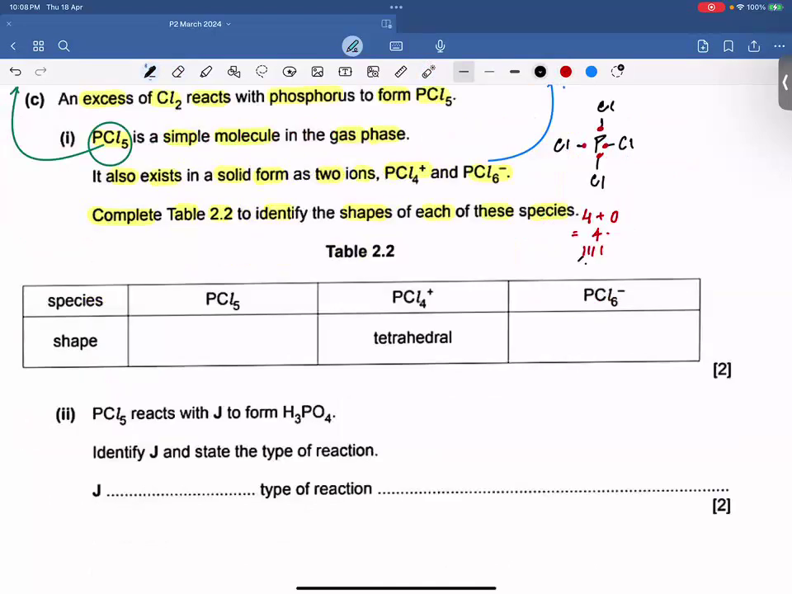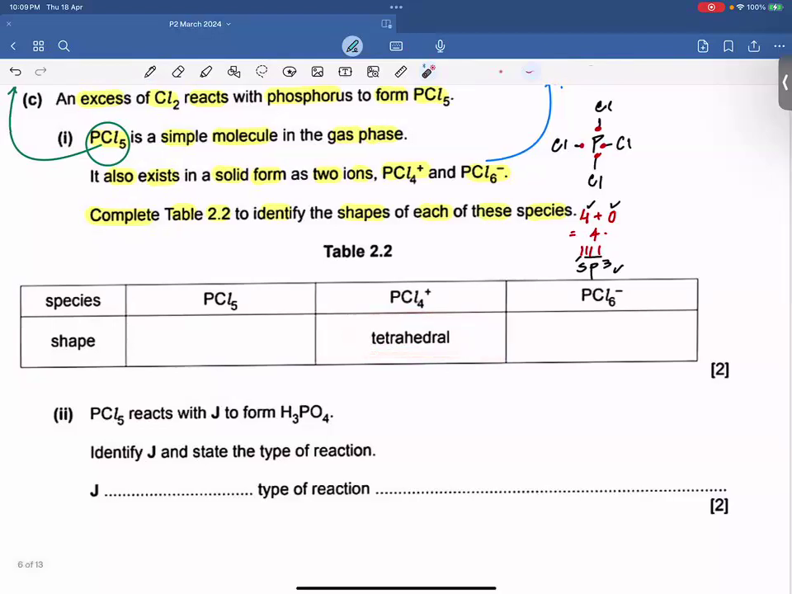The first line always represents the s orbital. The remaining lines represent the p orbital. So the hybridization is going to be sp3. So whenever you have 4 single bonds and 0 lone pairs with this hybridization, the geometry is going to be tetrahedral. So that's the tetrahedral shape.